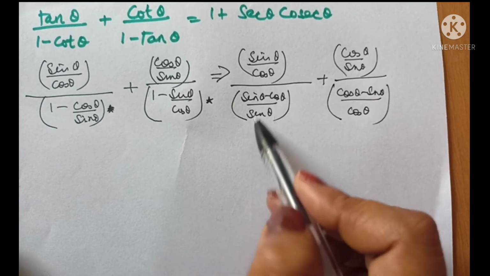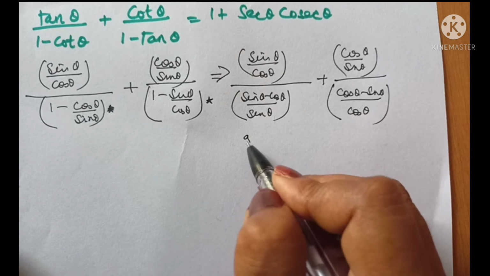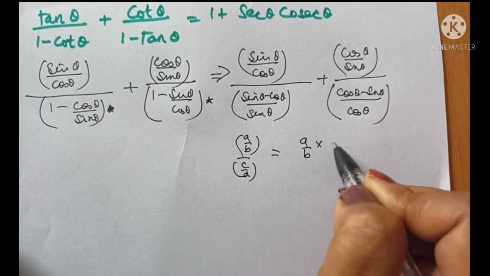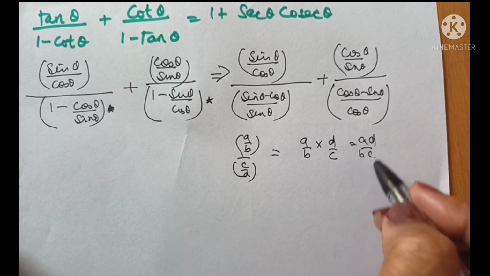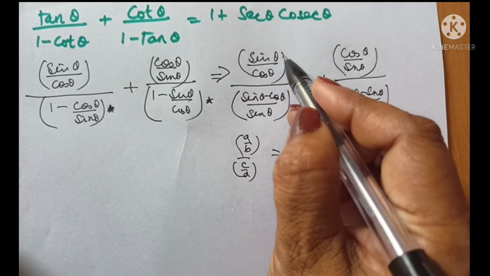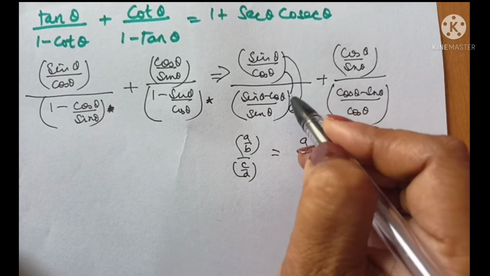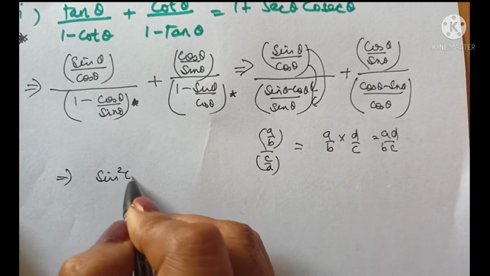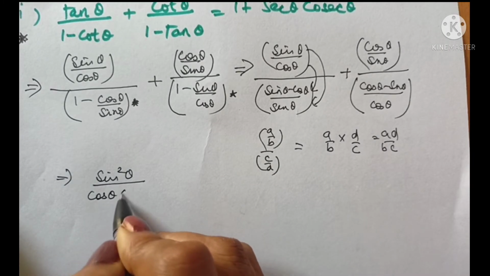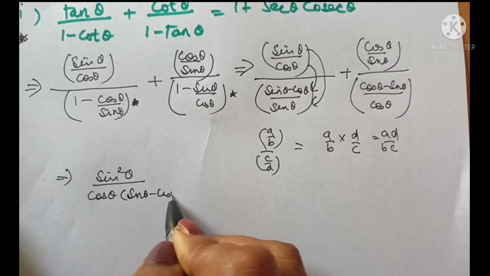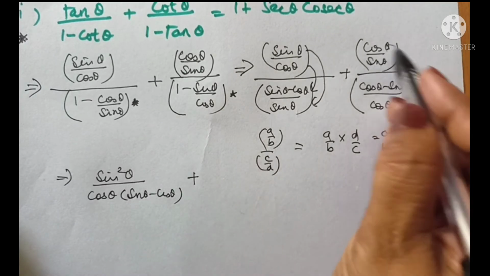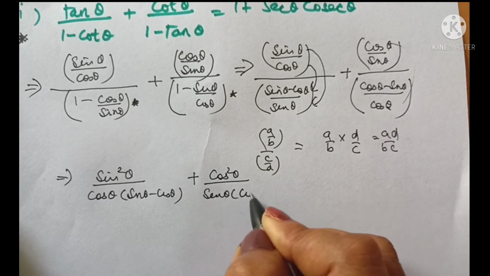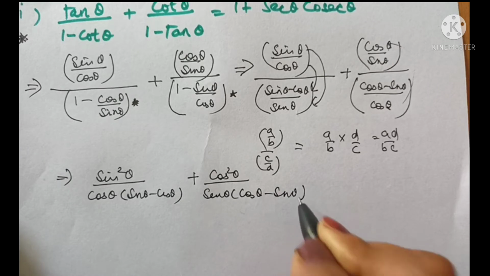Now I can rearrange the terms. You see, if I have A upon B divided by C upon D, I can write it as A by B into D by C, which is equal to AD upon BC. So similarly, I can multiply these two in the numerator and then these two in the denominator. So what do I get? I get sine theta into sine theta, sine square theta, divided by cos theta into sine theta minus cos theta, plus cos theta into cos theta, cos square theta, divided by sine theta into cos theta minus sine theta.